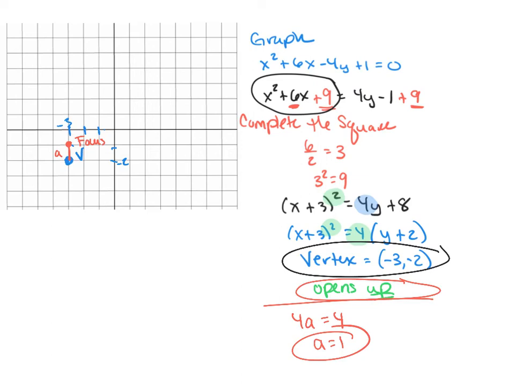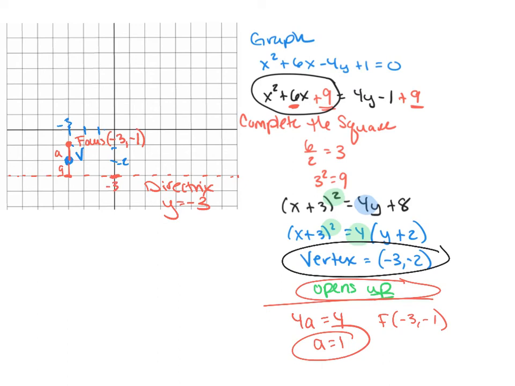So let's see. It looks like the X value stays the same because we're just moving up. So that's -3. And the Y value moved up 1, so now we're at -1. So our focus is at -3, -1. You can move the same direction, the other side of the vertex, so going down 1, and that will give you where your directrix line is. So this directrix is at y equals -3.